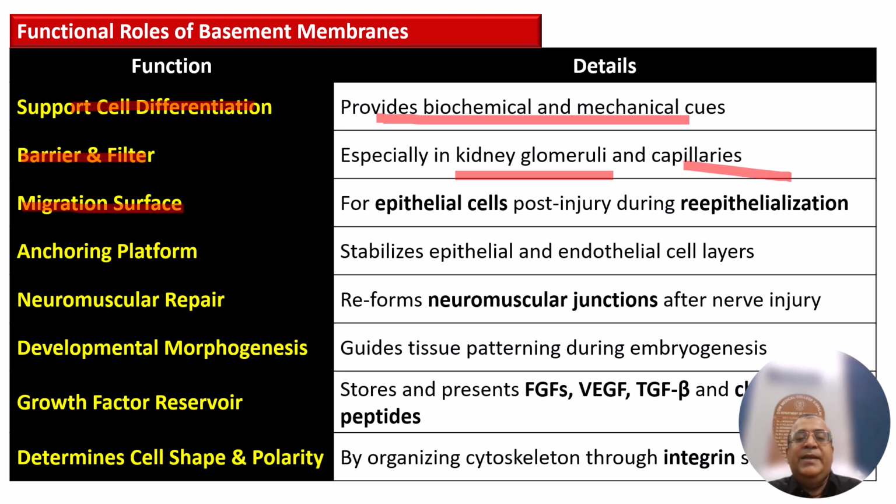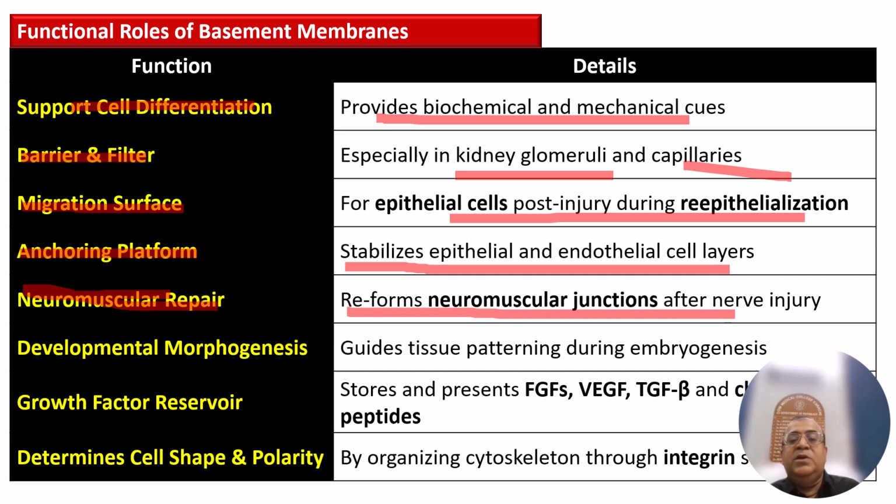It provides a migration surface for epithelial cells post-injury during re-epithelialization, so it directs the re-epithelialization process. Then it is an anchoring platform by stabilizing epithelial and endothelial cell layers. It also has a function in neuromuscular repair because it reforms the neuromuscular junction after nerve injury. It guides tissue patterning during embryogenesis, so it is important in developmental morphogenesis.